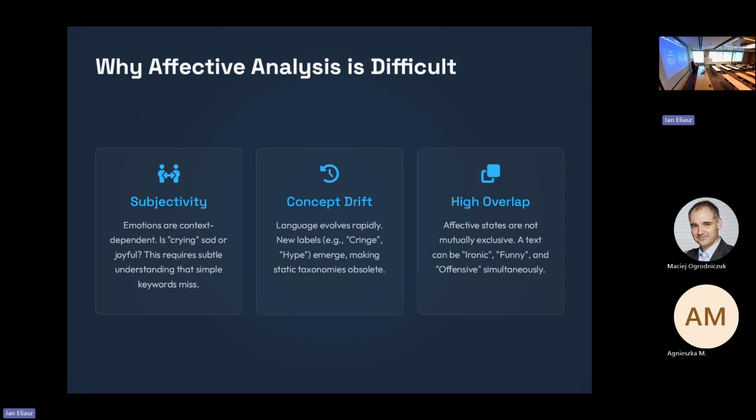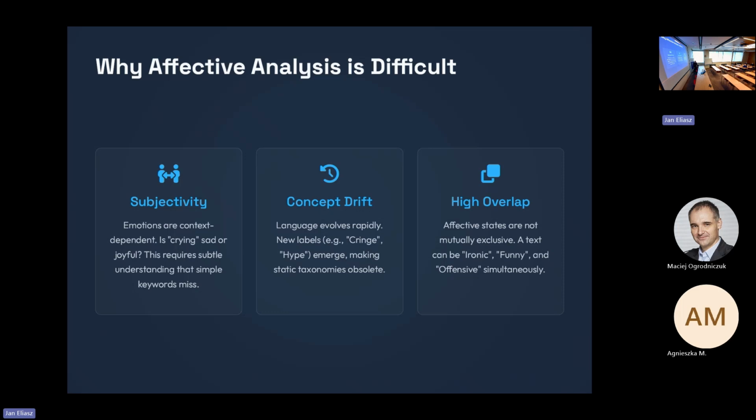As Janek said in the previous presentation, the subjectivity. For one person and for another one, the affective states might not be the same. For one person the text might be positive, and for another it might be negative, and so on.